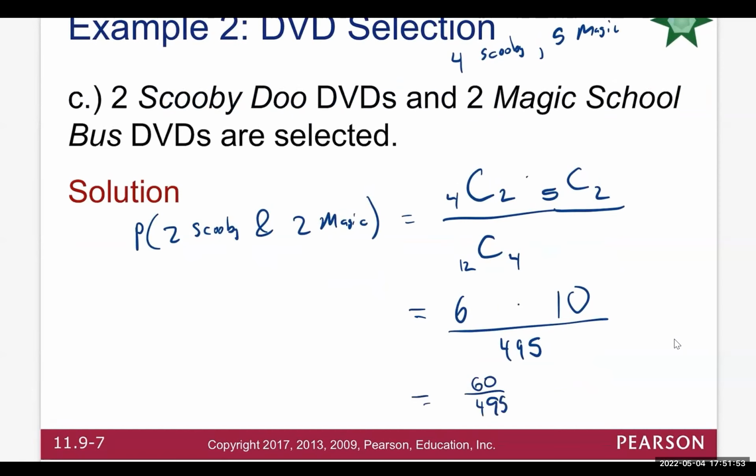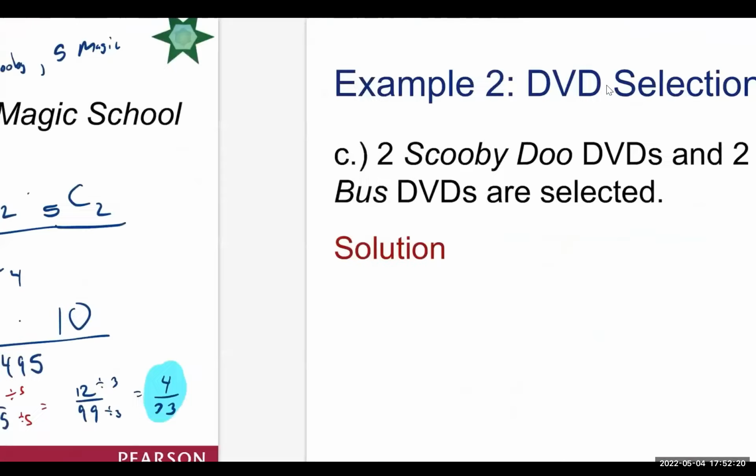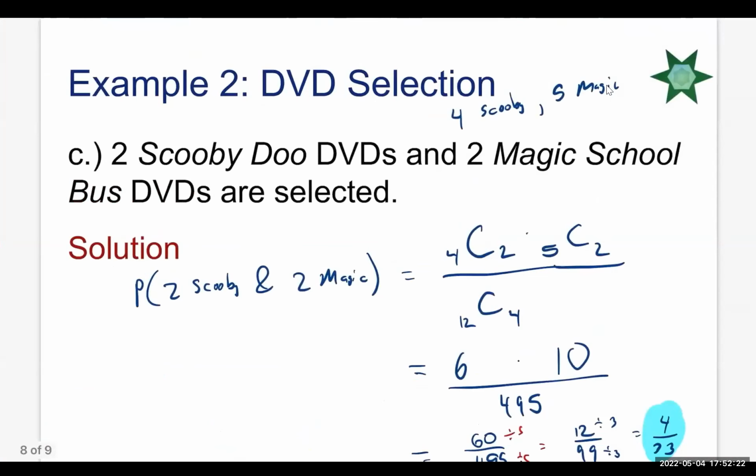All right, so now we can simplify this by, let's go by 5s. If you divide by 5, you're going to get 12 over 99. Then you can divide by 3. You get 4 over 33, which is the final answer. 4 over 33. And that concludes this section.